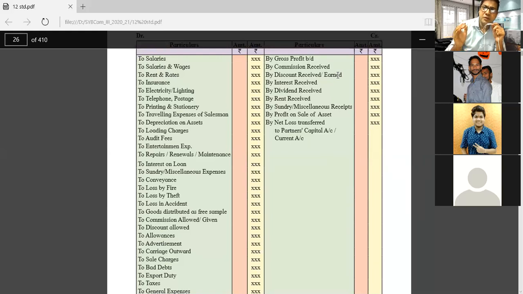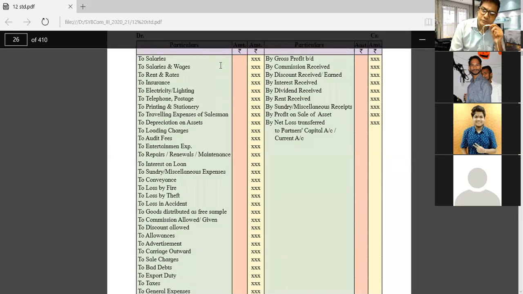Sometimes a company purchases debentures, and on those debentures the company gets the interest, that is the income. We will record it in the profit and loss account credit side. Sometimes a company purchases other company shares, and such companies give dividend. Such dividend is recorded in the profit and loss account credit side.